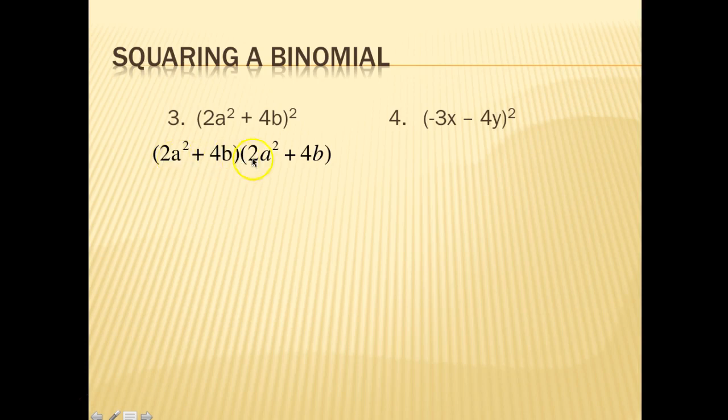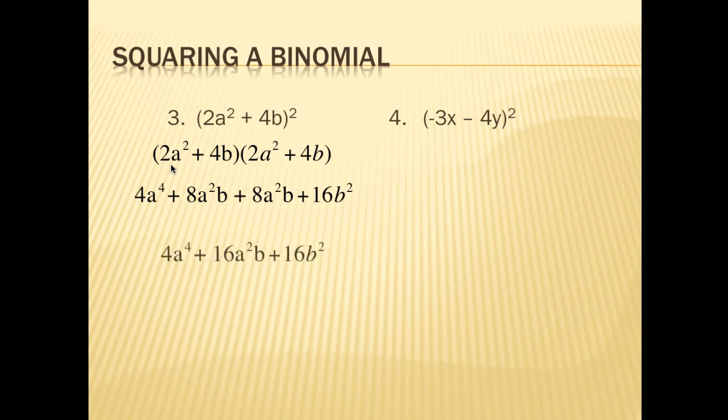So 2a squared times 2a squared will be 4a to the fourth. And then 2a squared times 4b will give me 8a squared b. And our result is this. Combine like terms. And this is our answer.